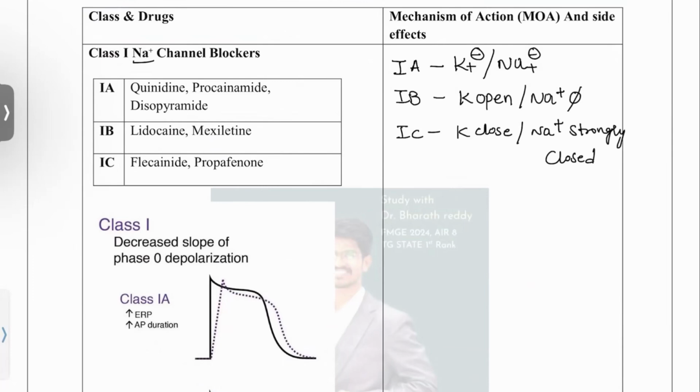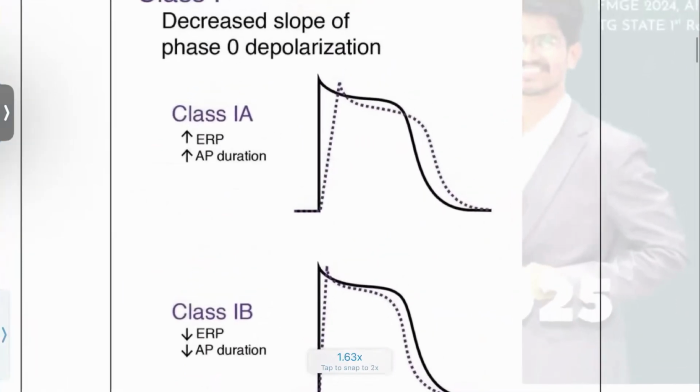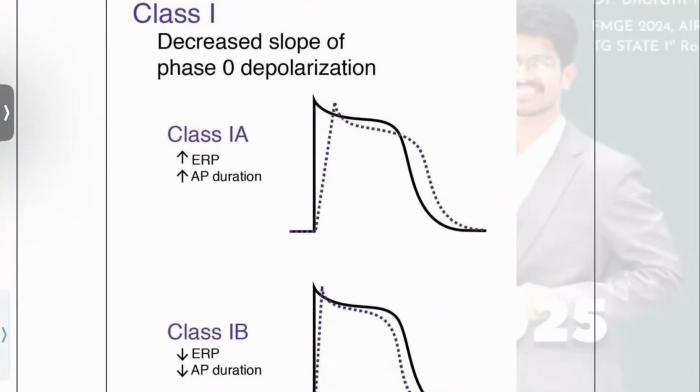1A is where the sodium channel blockers are closed and the potassium channel blockers are closed. 1B, potassium is open but the sodium channel blockers are closed. And 1C is where potassium and sodium are closed, but the sodium is more strongly closed. So here you can see how this completely changes the graph of the action potential of the ventricle, because when your sodium channels are suddenly blocked, the action potential duration will be increased. All right, here you can observe the action potential duration is increased in class 1A.